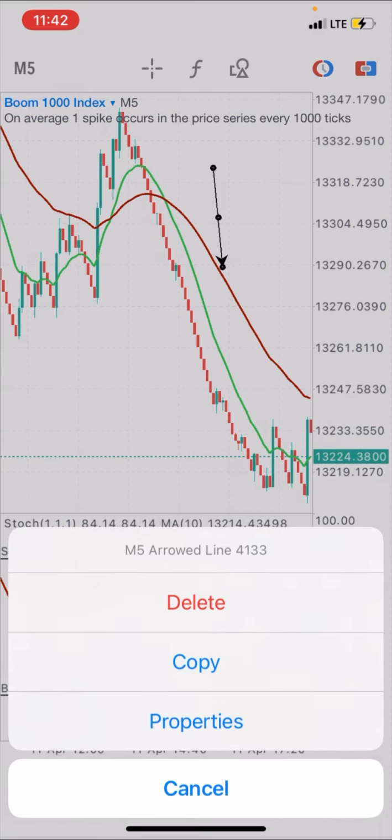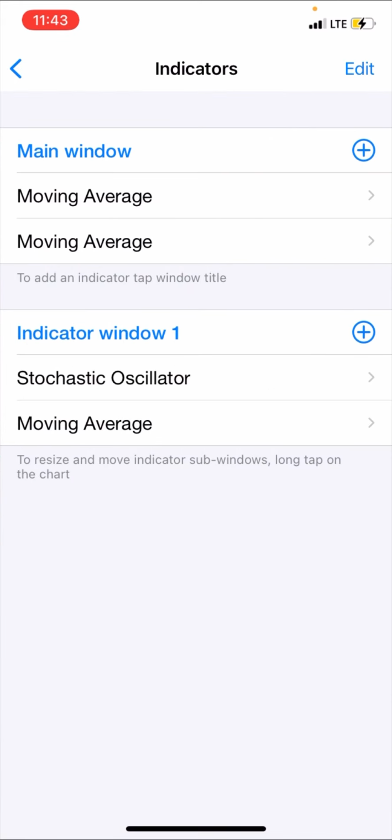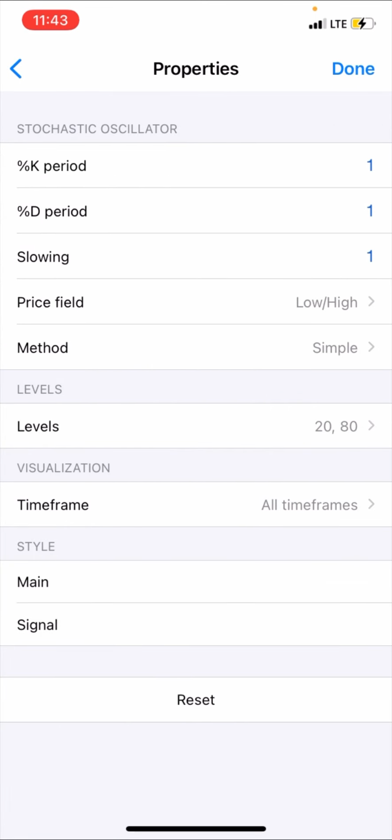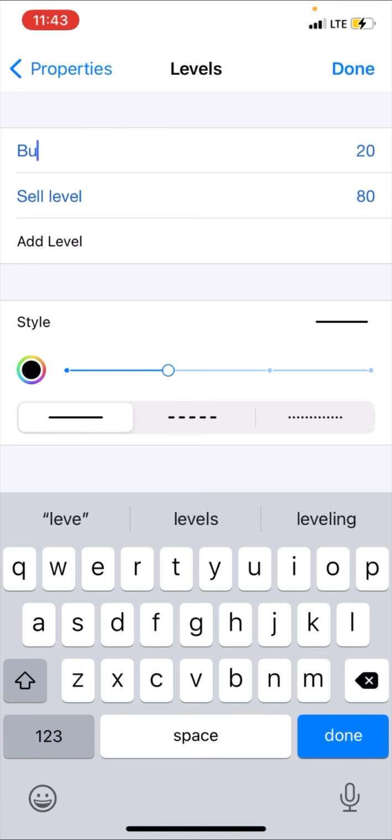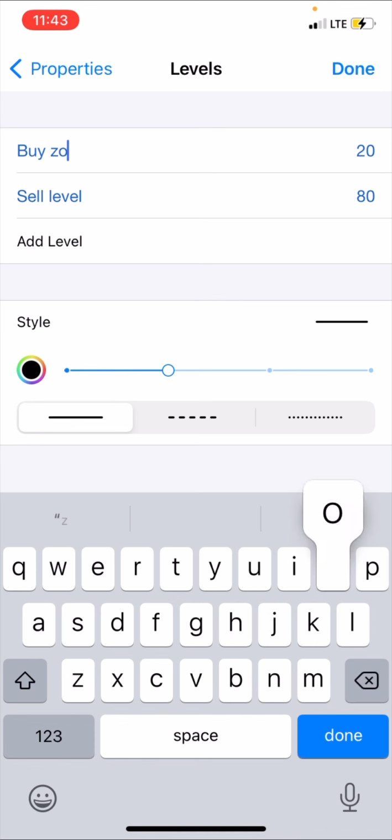Now let's get over to the indicator window, where we will first of all install our stochastic oscillator, all right, with the following parameters: K period 1, D period 1, slowing 1, price field low over high, method should be simple, levels please ensure to have 20 and 80. All right, 20 and 80. You can decide to label your 20 as your support zone, which is the buy zone, your buy zone. And then this is your sell zone. Okay, sell region, sell zone, sell level, whatever you want to call that.